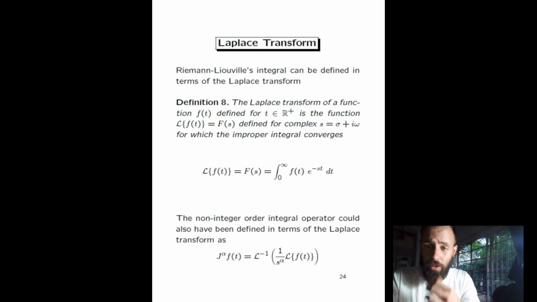Then we talk about the Laplace transform. So what we would like to mention is that we could have defined the integral operator in terms of the Laplace transform as well. Okay, so there's yet another approach to have done this development.